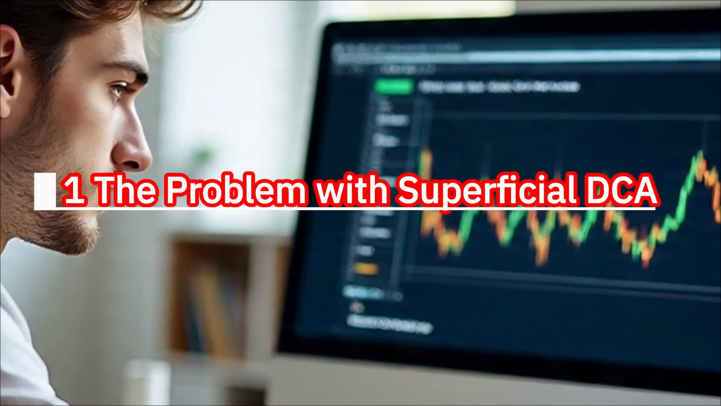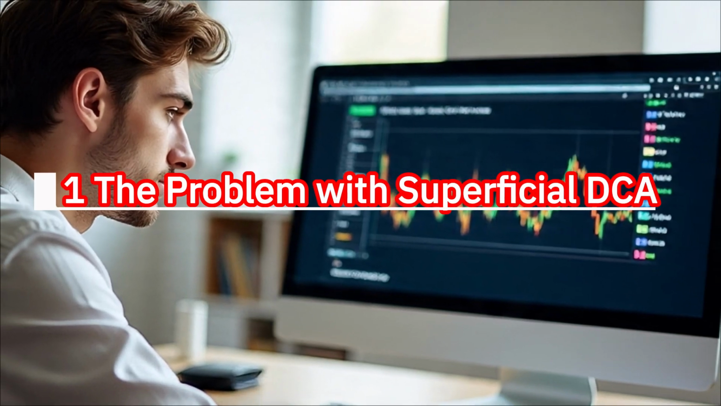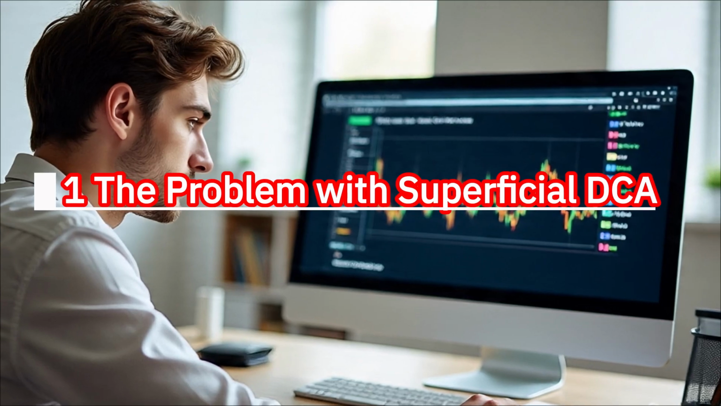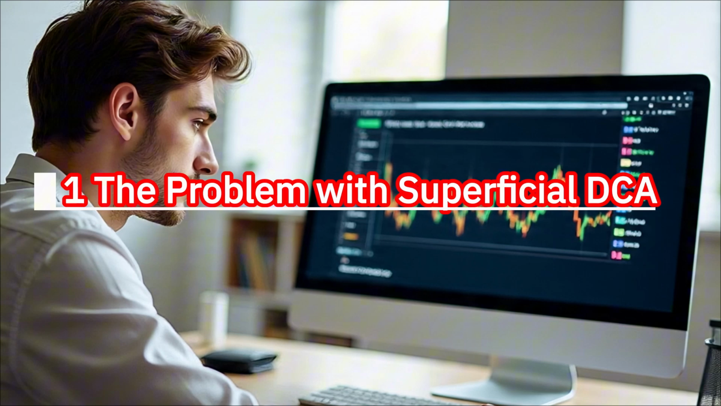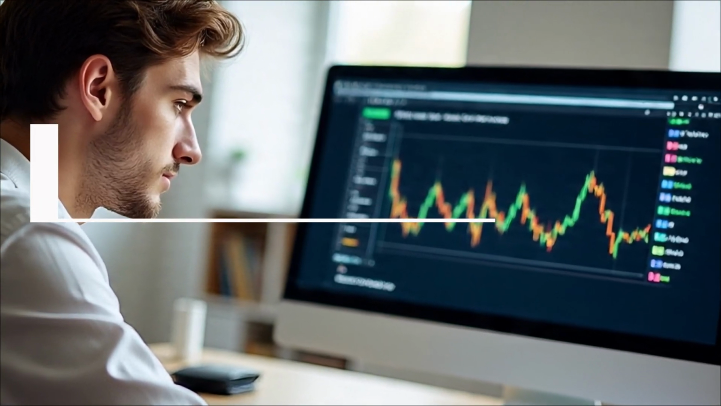This is the key point I want to emphasize. DCA is not a magic spell that turns bad assets into gold. Doing DCA with an asset whose value is constantly dropping is like digging a hole deeper and deeper, not climbing a mountain. Part 2. The heart of DCA that actually works.